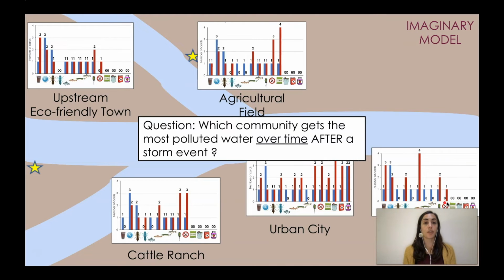So, based on these summary graphs that I have shown you here, which community gets the most polluted water over time after a storm event? Again, in these numbers, we're mainly looking at the direct result after a storm event. So it's kind of a snapshot of what happens in the water right after a storm event. But when you think over time, as the water flows downhill, which community would have the most polluted water after a storm event?